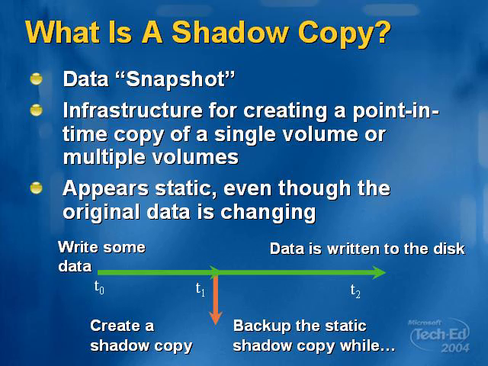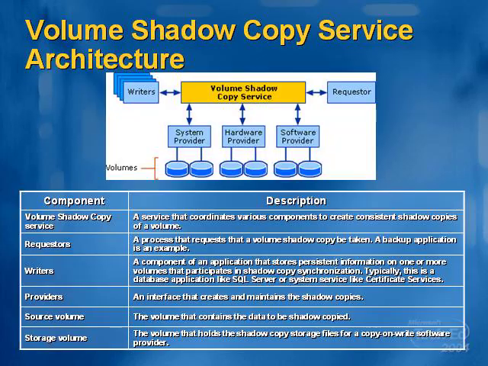So at our arbitrary datum time 0, we start writing data to a disk. We want to take a snapshot. So at time 1, we pull out a shadow copy. But everyone's still working. So the static shadow copy is pulled out while data continues to be written to the disk. It's very convenient and facilitates a lot of cool things.